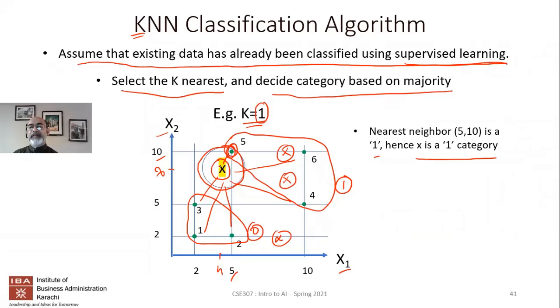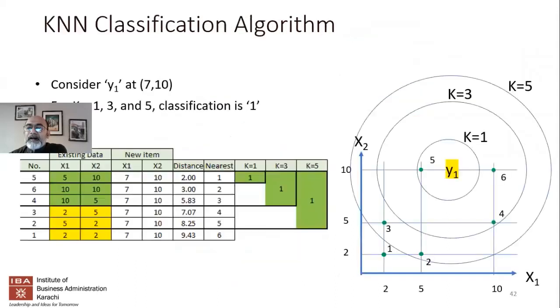Basically, we look at the nearest neighbor. In the case of k equal to 1, we look at the nearest neighbor, and if it happens to be a 1, we make X's category 1. If X was over here, then clearly this particular neighbor would be the nearest, and this would be a 0, so we'd classify this value as a 0. So it depends on who the nearest neighbor is. If X is equal to 3, how would this work out?